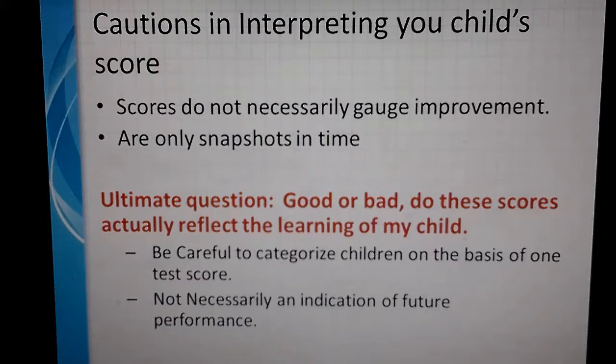There are a couple of cautions in interpreting your child's scores. Again, these scores do not necessarily gauge improvement and are only snapshots in time. A student may have improved greatly, but may not be quite proficient yet. The ultimate question you may want to ask yourself is, good or bad in terms of scores, do these scores actually reflect the learning of my child? And when receiving these scores, be careful not to categorize children on the basis of one test score. It is not necessarily an indication of future performance.